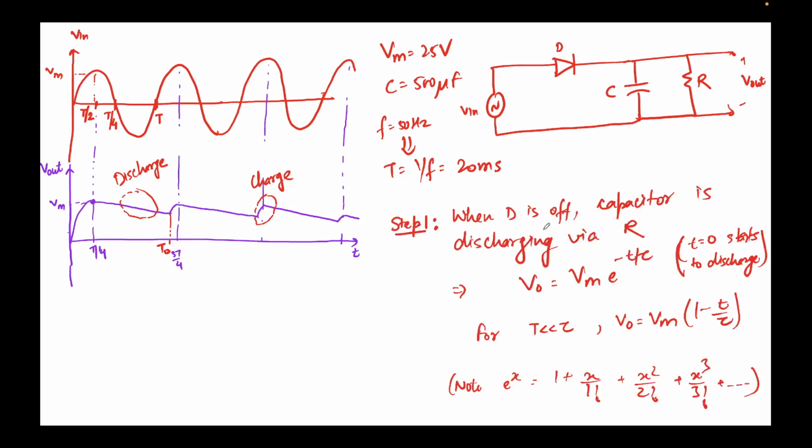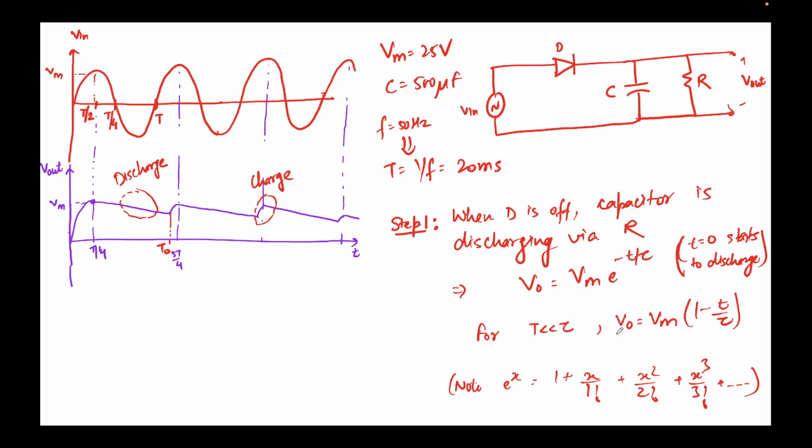As step one, when the diode is off, the capacitor is discharging via the resistor R, and we can simply write the expression V naught equal to Vm e to the power minus t by tau. V naught is the output voltage, Vm is the maximum voltage given in the problem. Just for simplicity, let's assume that this is the time t equal to 0. So that's why it looks like e to the power minus t by tau.